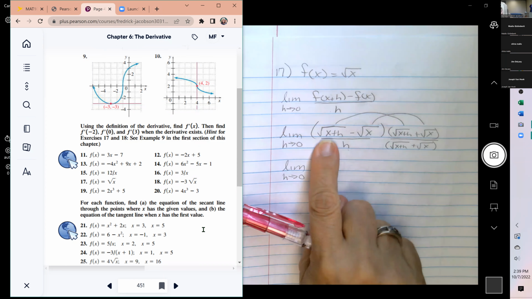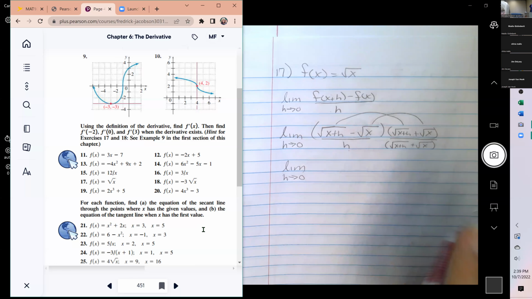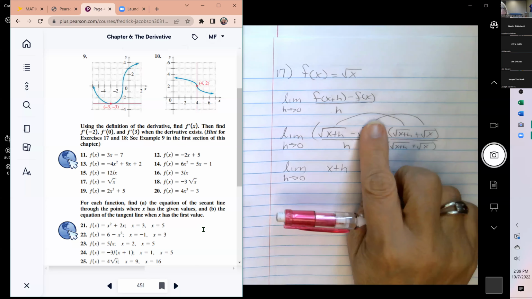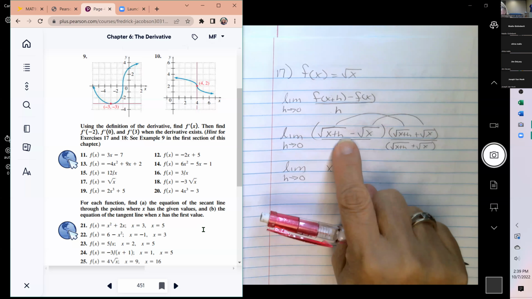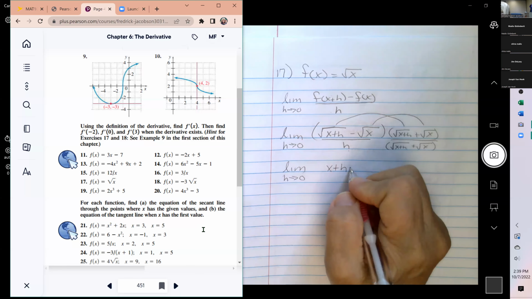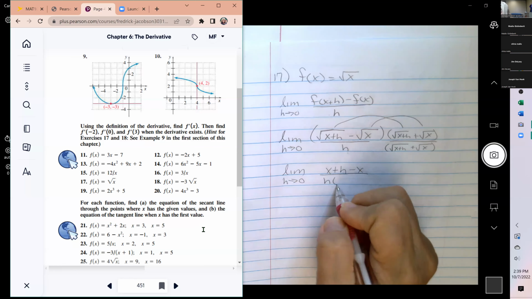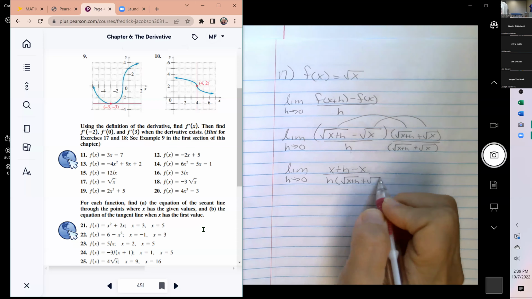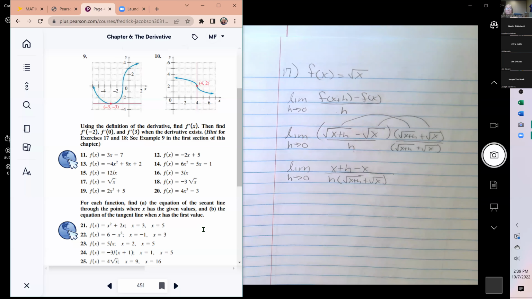So the square root of x plus h times the square root of x plus h is just x plus h. The square root of x times the square root of x is x. And the negative times a positive means it's a negative x. All over h times the square root of x plus h plus the square root of x. The x's cancel.